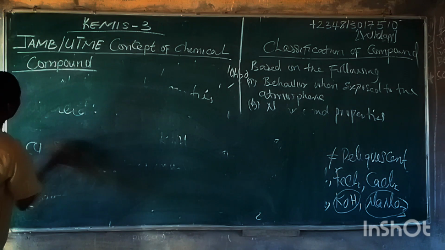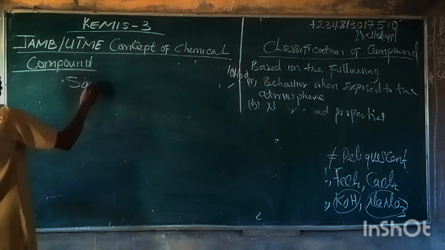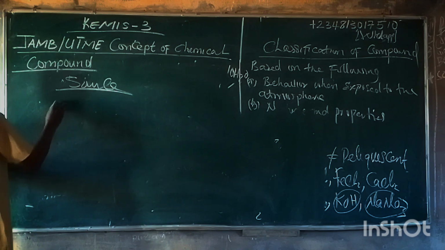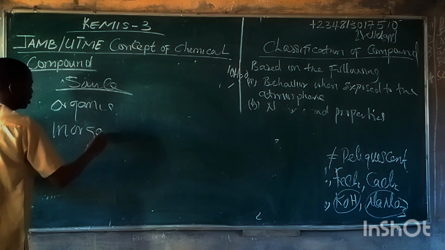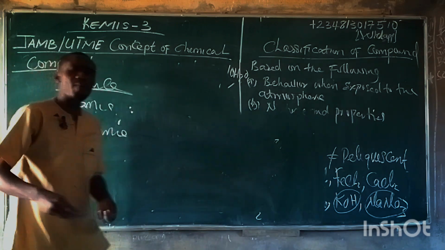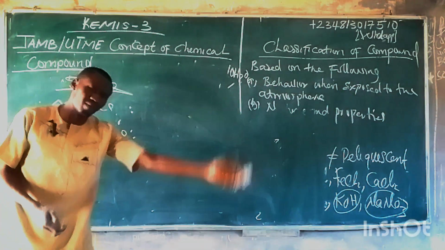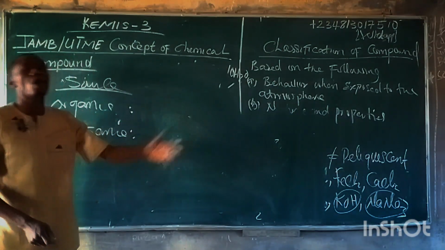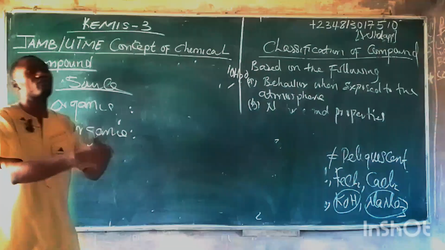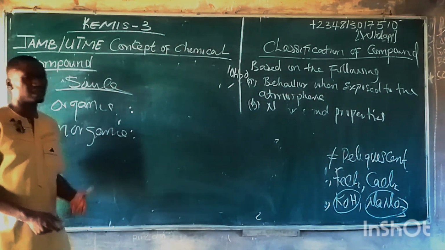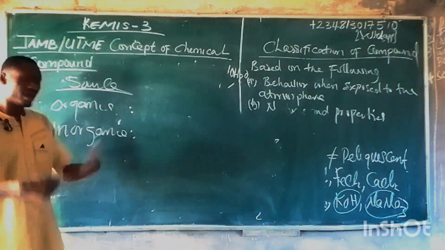Based on the source of the compound. Now, it can be organic, it can be inorganic. When a compound is organic, it means the compound is gotten from living things, plants and animals, like methane, propane. When a compound is inorganic, it's gotten from minerals, salts and the rest of them.